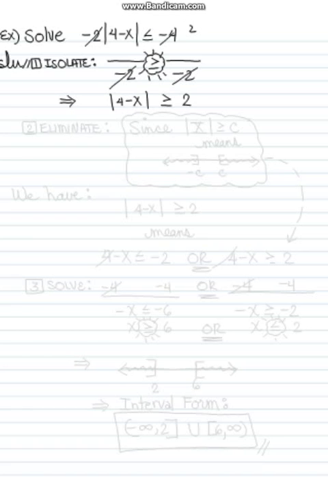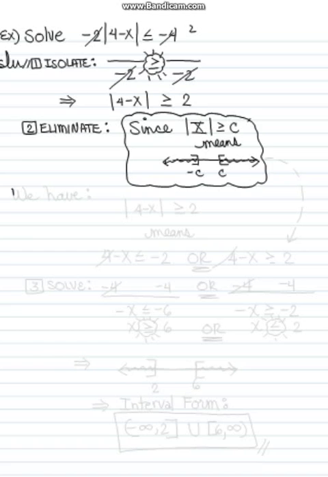a negative number. Step 2, we're going to eliminate the absolute value bars using the rule that when the absolute value of capital X is greater than or equal to positive C, that means this picture. We've got negative C, we've got positive C, and it includes only the values that are more than C units from 0, right? Okay, so how are we going to write that?